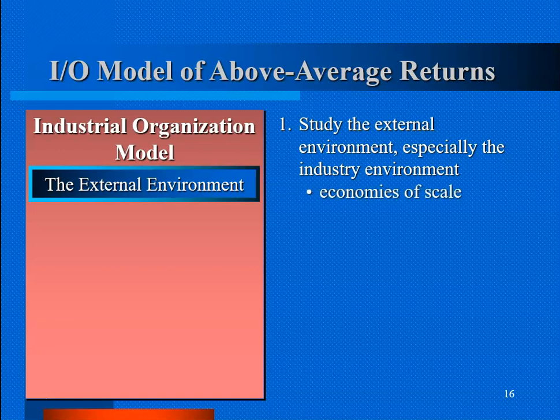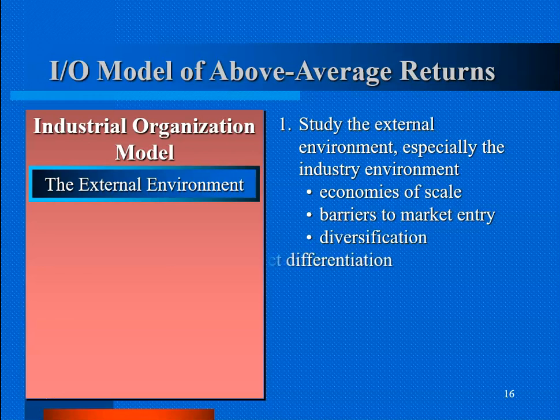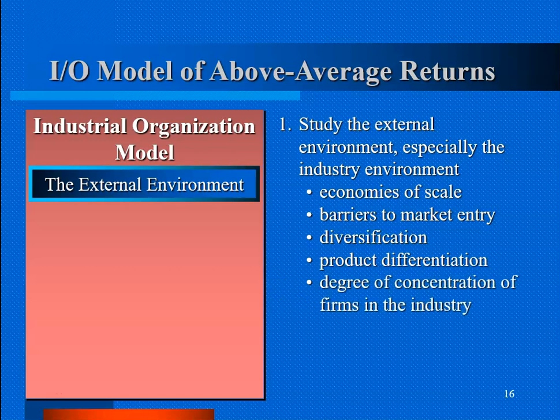We're looking at how we can have economies of scale, and this means the more I produce, the less each item costs. We are looking at what are the barriers to market entry. And as we go further in the course, we look at Porter's 5 forces and we look a little bit more in detail at barriers to market entry. How can we diversify in this particular external environment? Can we use product differentiation? This is a business level strategy that we will look at as well. What is the degree of concentration of firms in the industry?